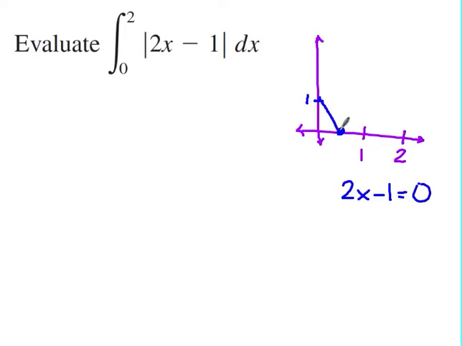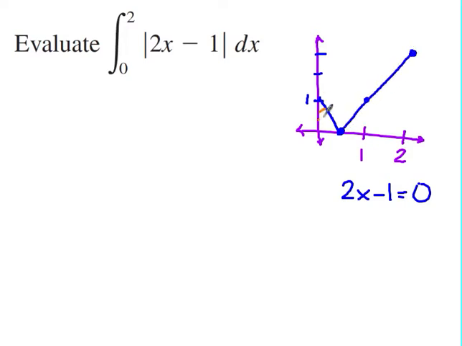Okay. So now at 0, the value is going to be positive 1, because if I plug 0 in here, I get 2 times 0 minus 1, which is negative 1. But we're actually taking the absolute value of it, so it's a positive 1. Now I know it's a mirror image, so I know it's going to equal this here. And then at 2, if I plug 2 in, I get a value of 3.